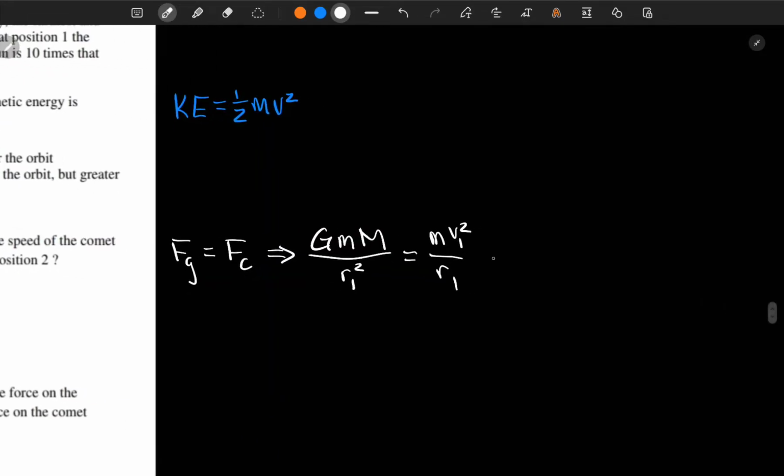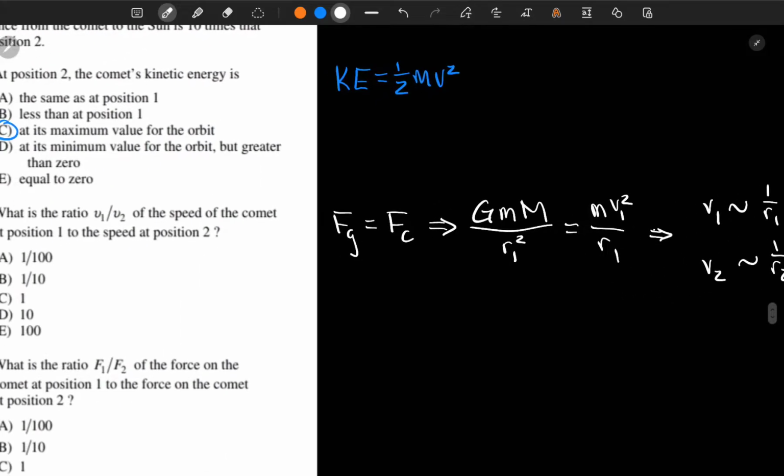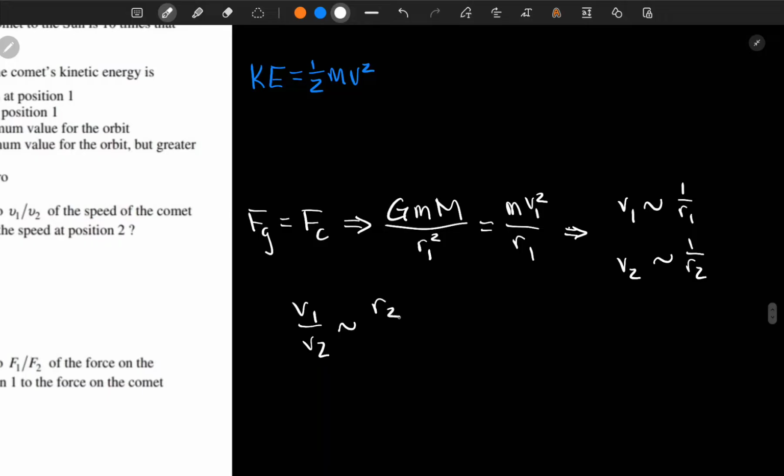So what we find is that v1 goes as 1 over r1. And similarly, what we can find is that v2 goes as 1 over r2. So v1 over v2 should go as r2 over r1.